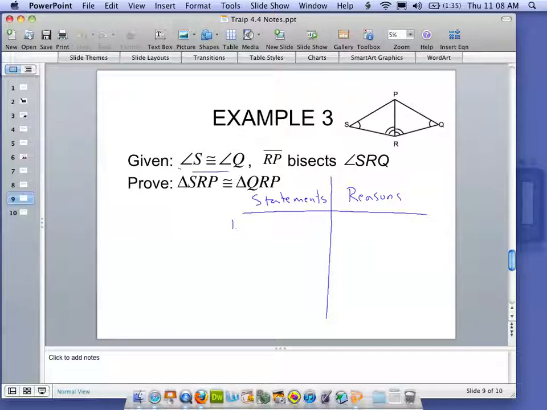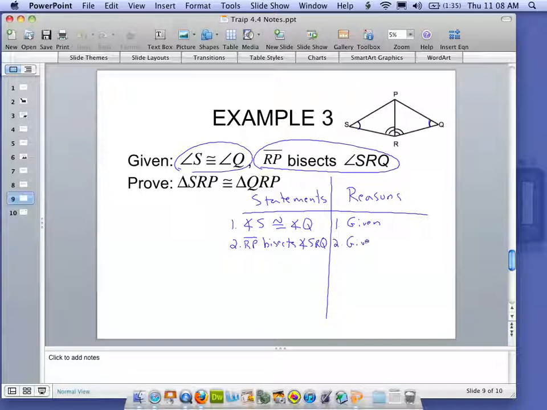Number 1. I've been told that angle S is congruent to angle Q. It's marked on my diagram, and it was given information. For statement number 2, I was told that the segment RP bisects the angle SRQ. That was also given to me.